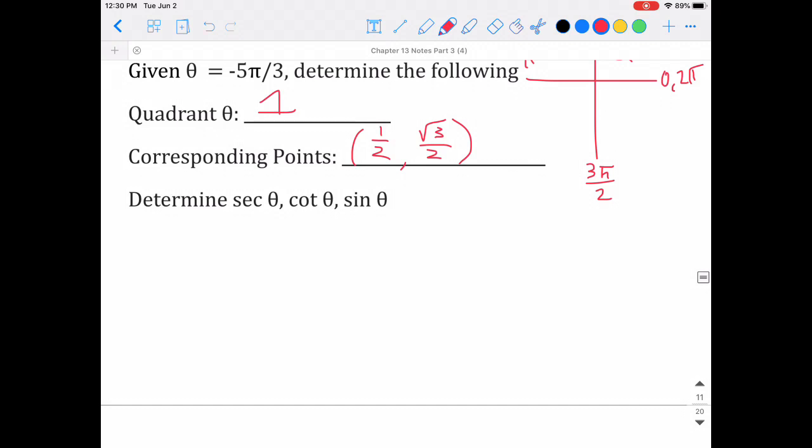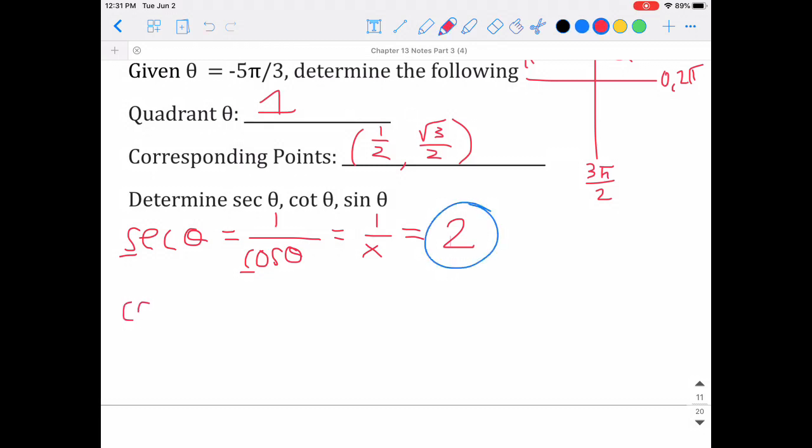So for secant of theta, the reciprocal function is 1 over cosine of theta. Remember, your letters have to be different, which is equal to 1 over x. The x value of our corresponding point is 1/2, so if we flip that, our secant of theta is going to be 2.